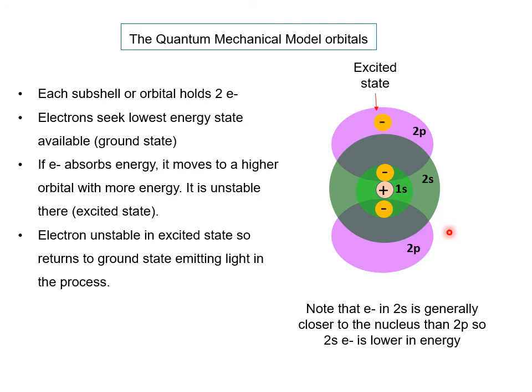That electron is not happy there in the 2p because there's a space available for it in the 2s. So it returns back to ground state. And as it returns back to ground state, it emits light in the process. The light that it emits is the color that we see.